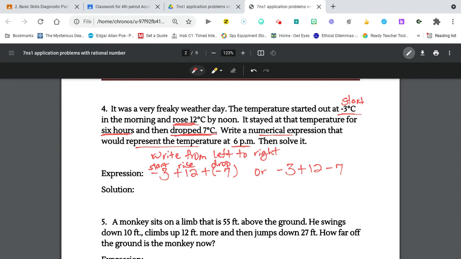All right, so I'm going to go ahead and say that this goes to the left. That goes to the right. That goes to the left. So I'm going to group my 2 to the left. That's -10 plus 12, left and right. So I know the ending temperature at 6 p.m. was 2 degrees Celsius.